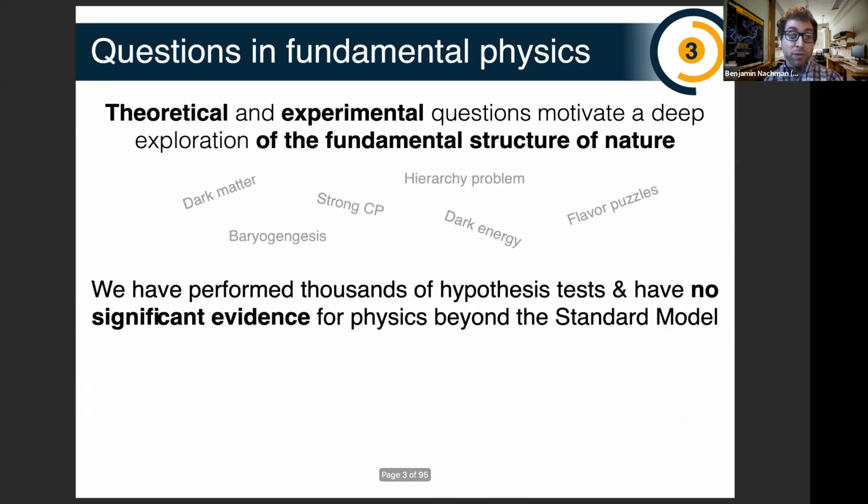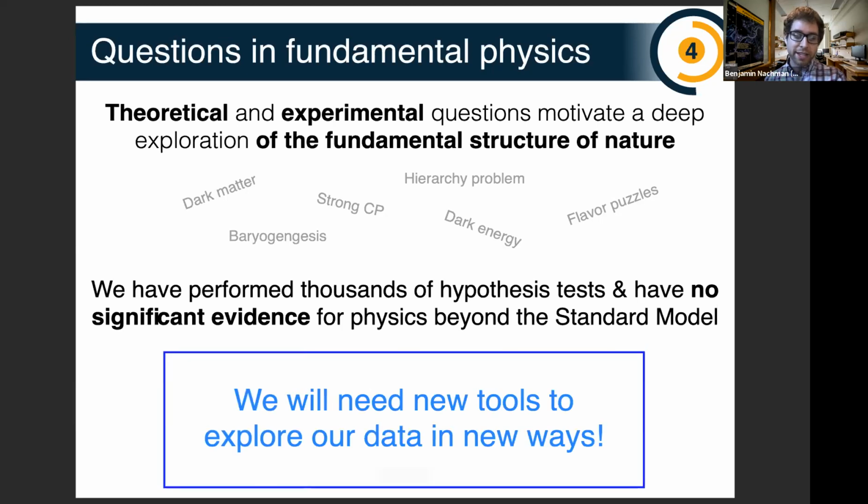In order to answer these questions, we've performed thousands of hypothesis tests, and so far have found no significant evidence for physics beyond the standard model of particle physics, which is the tool we have that explains all the things we know about so far. But it has some key gaps, which are some of these buzzwords highlighted in the light colors above. This has motivated us that we need new tools to explore our data in new ways. That's what I'm going to tell you a little bit about today, and how machine learning could provide a solution to that.